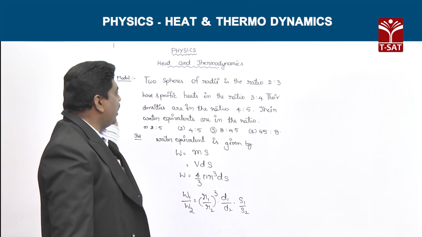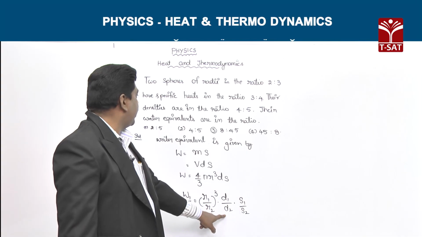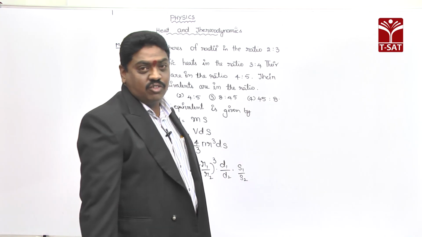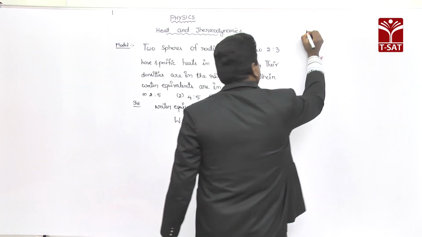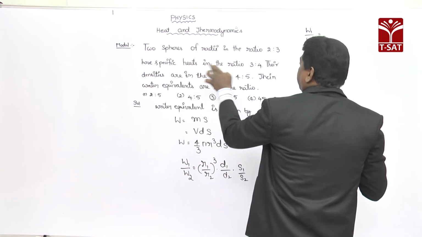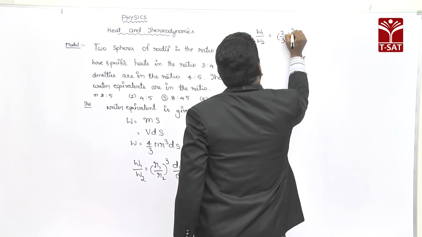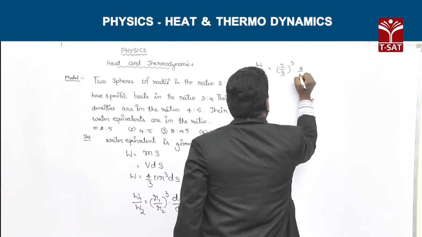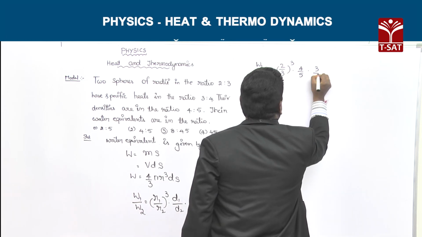The ratio of radii is given as 2:3, the ratio of densities is given as 4:5, and the ratio of specific heats is given as 3:4. Now substituting those values, we get W1 by W2 is equals to R1 by R2, written as 2/3 whole cube, into D1 by D2, given as 4/5, and S1 by S2 is given as 3/4.